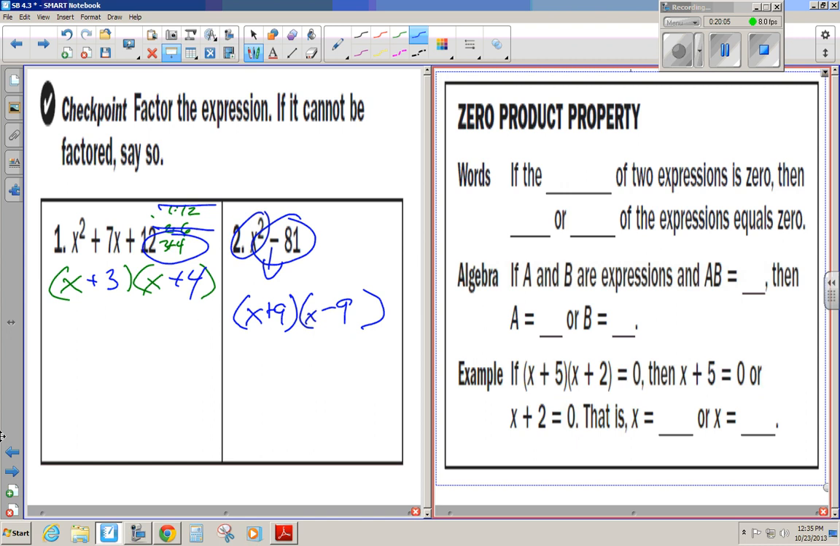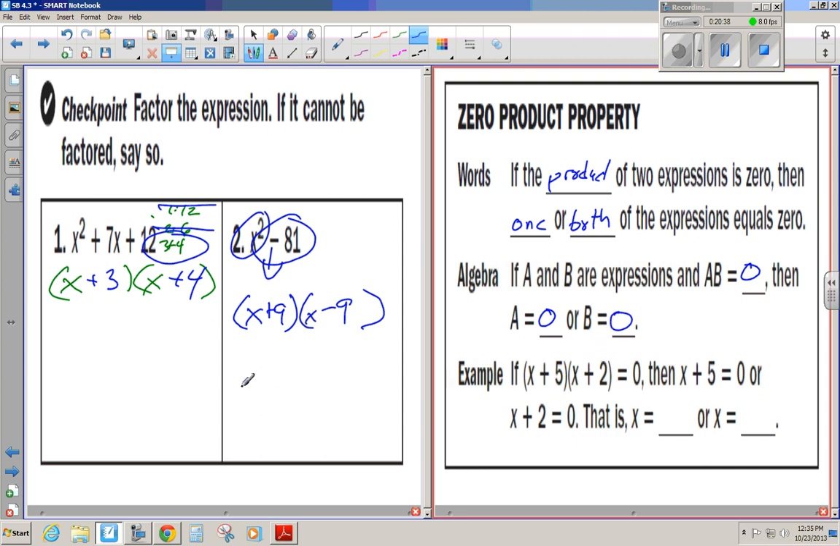The zero product property. This is basically some logical stuff. If the product of two expressions is 0, then one or both of the expressions equals 0. If A and B are expressions and A times B equals 0, then A equals 0 or B equals 0.